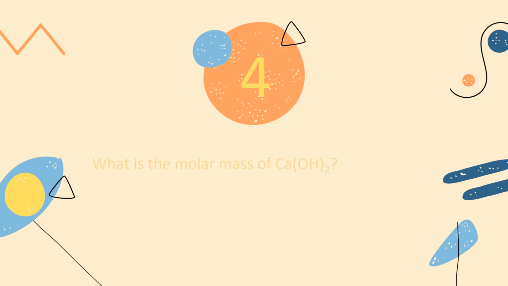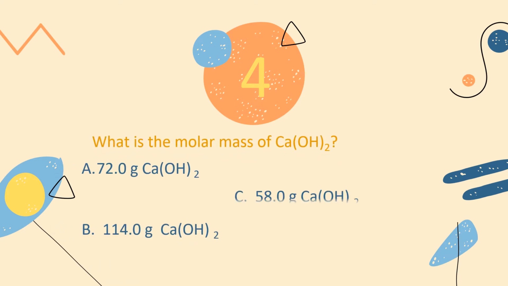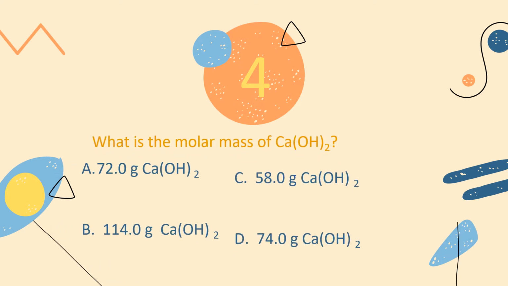Number 4. What is the molar mass of calcium hydroxide? A. 72.0 gram calcium hydroxide. B. 114.0 gram calcium hydroxide. C. 58.0 gram calcium hydroxide. And letter D. 74.0 gram calcium hydroxide.